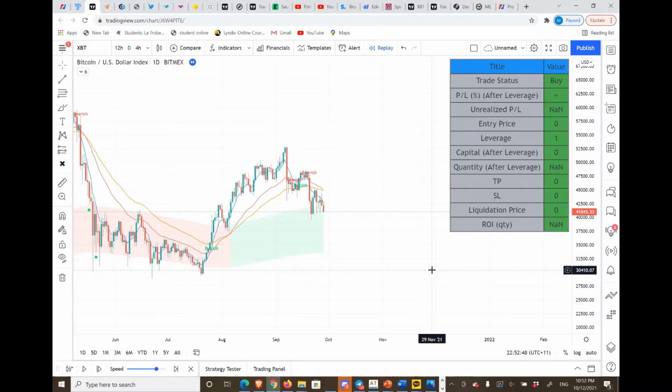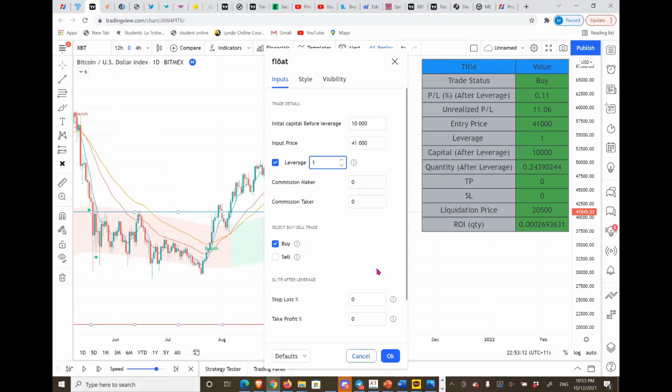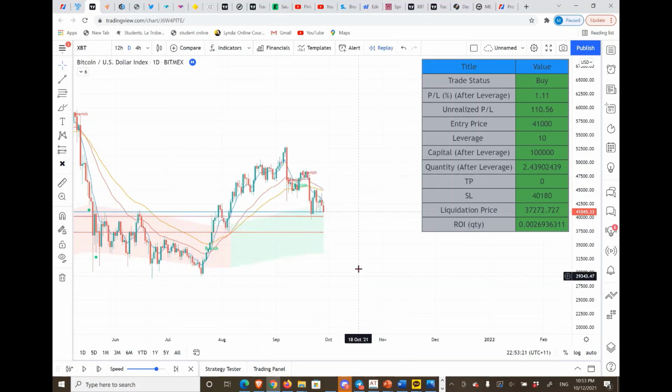All right, guys, as our final walkthrough tonight, I'm going to put on a hypothetical trade with the benefit of hindsight. Using the replay function, we're going to go back to October or September of 2021. So let's enter a realistic trade that could have been placed at that time. $10,000 of initial equity. The entry price is going to be 41,000 US dollars. 10x leverage in this trade with an initial stop loss of 20%. It's a long position.